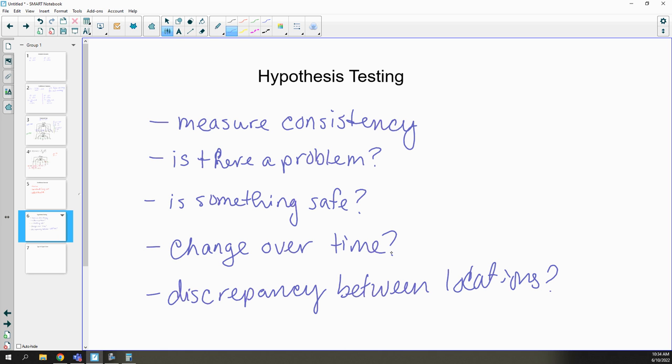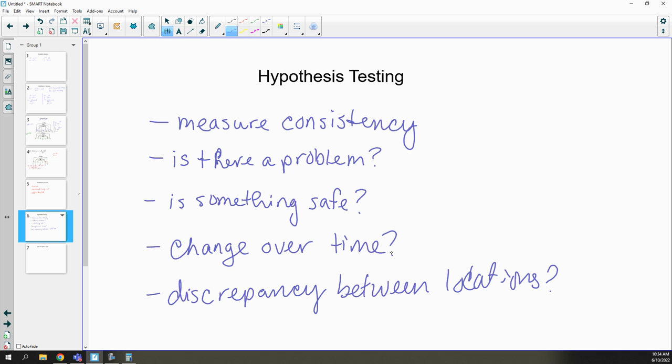So let's talk about a couple examples of each of these here. Measuring consistency, or if there's a problem, those are things I think of mostly in manufacturing. Especially with food products, quality control sampling is done very often, though they do quality control sampling for almost every product that's coming off of a manufacturing line. So I don't want to misspeak here.